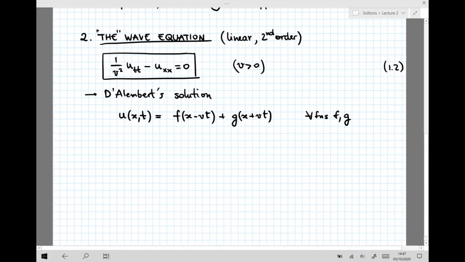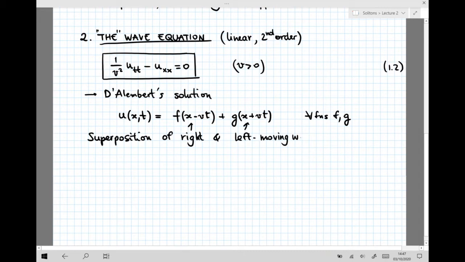Now, since in D'Alembert's solution, the dependence on x and t is only through x minus vt or x plus vt, what we find is that this general solution is a superposition of a right and a left moving wave, with velocities plus and minus v.